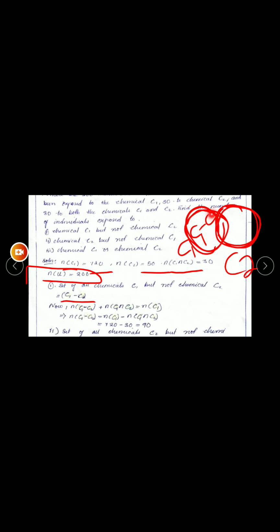Then the set of chemical C1 or chemical C2 means C1 or C2, which means C1 union C2. The formula of A union B, so C1 union C2 means N(C1) plus N(C2) minus N(C1 intersection C2). N(C1) is 123, N(C2) is 50, and the intersection is 30, so the answer is 143.